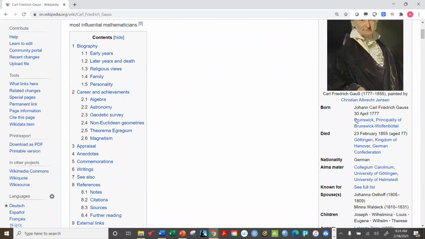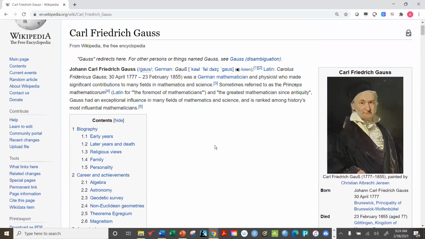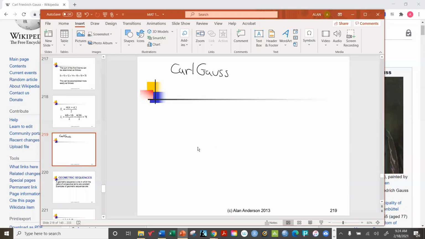1777, right there, almost exactly. Look at that, right on the dot, the American Revolution. And he lived for about 77 years. And he would turn out to be one of the greatest mathematicians in history. But he was, as you can probably imagine, a very bright student. Going back to his early days in school, it was very clear that he was a mathematical genius.